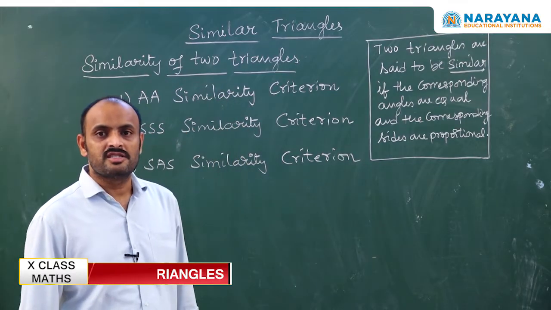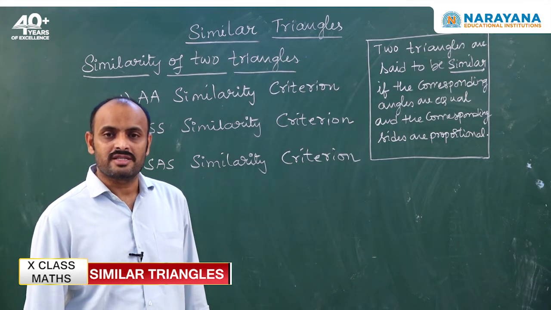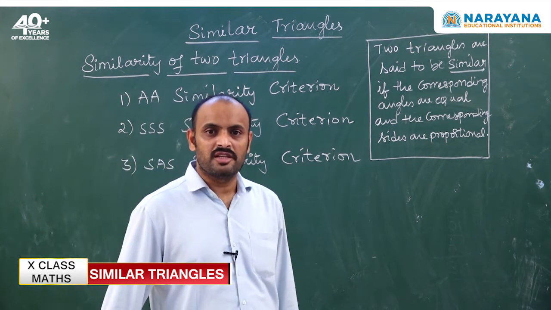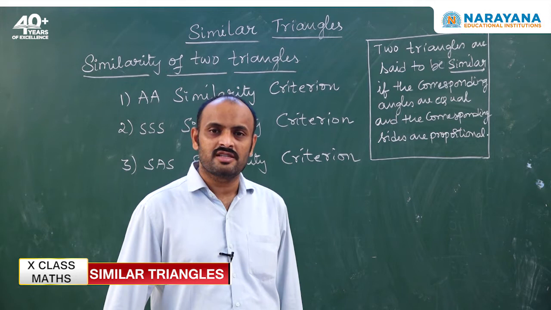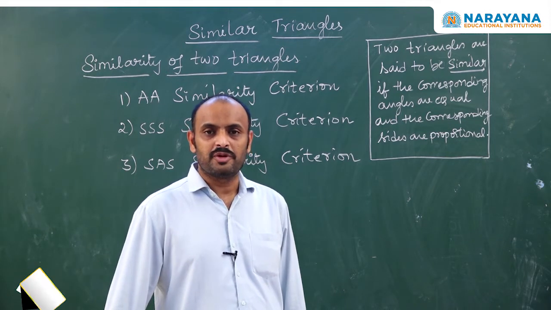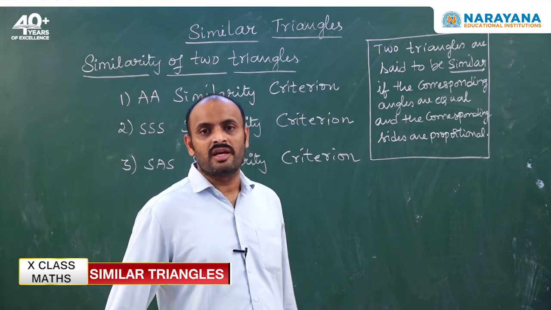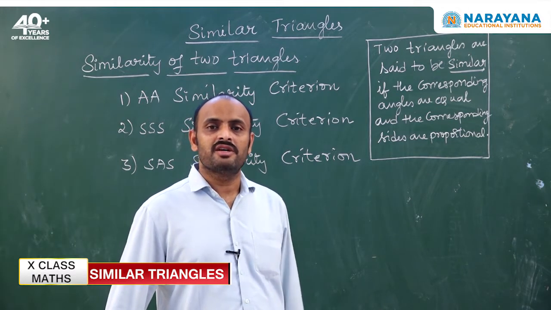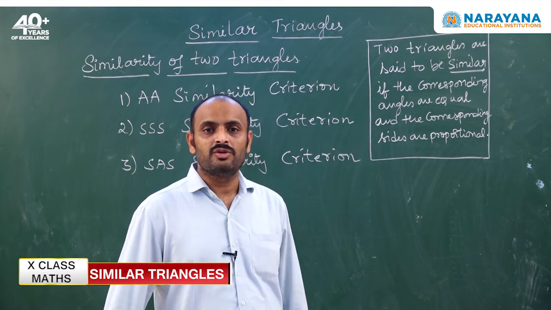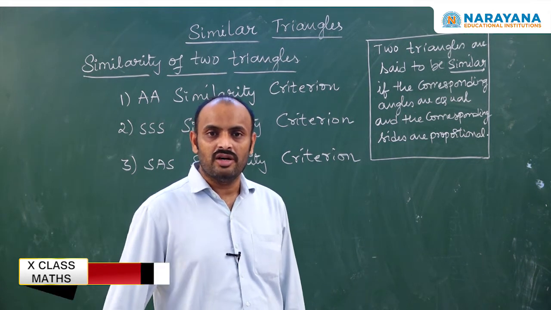We are going to see similarity criterions. Yesterday we have seen basic proportionality theorem and its converse and some examples on the basic proportionality theorem. Now we have to see what is a similar triangle and in how many ways we can prove the given two triangles are similar or not.